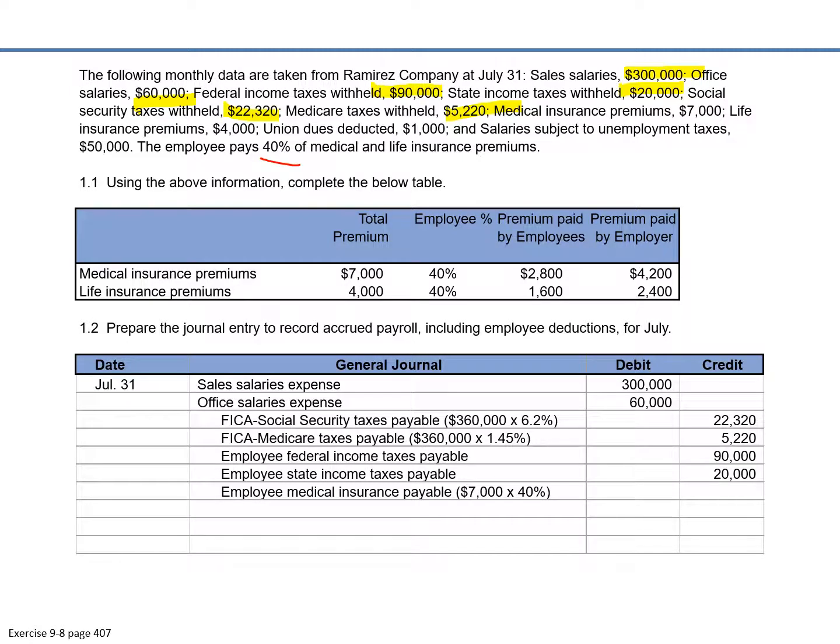And then we have medical insurance payable. So they told us the medical premiums were $70,000, but the employee are paying for 40% of that. So we withheld 40% from their paycheck that we have to remit to the medical insurance company, right? So we have a payable until we do that. So that's $2,800. And then the life insurance, same thing. It's the $4,000 premium times the 40% that they tell you that the employee pays that we're withholding, and then we're going to turn around and remit. So we have a payable until we do that. So that's the $1,600. Then we have union dues that we withheld that we're going to have to pay to the union. So we have union dues payable of $1,000.